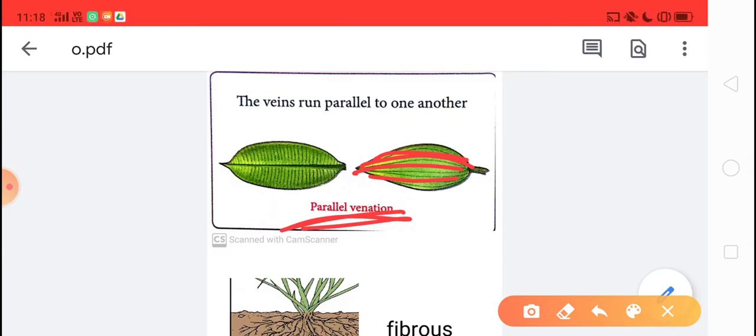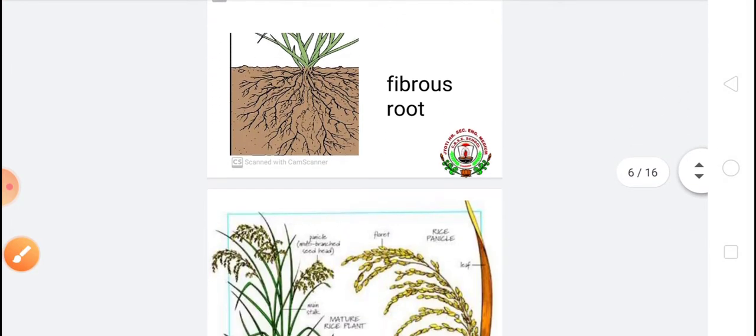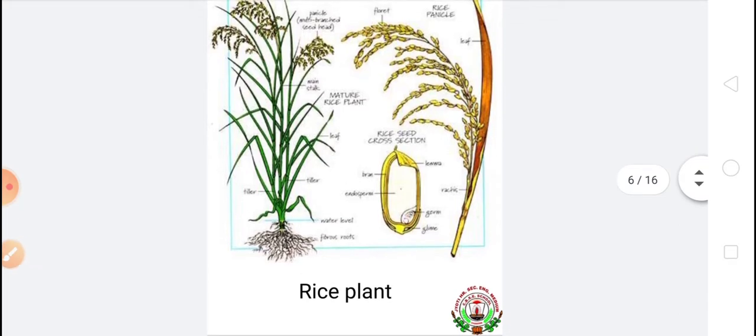The veins of the leaves of the plant with the fibrous root system run parallel to each other. You can see in the picture the veins of the leaves are arranged parallel to one another, and such venation is called parallel venation. Example of this venation is grass family, here one rice plant, maize or grasses.